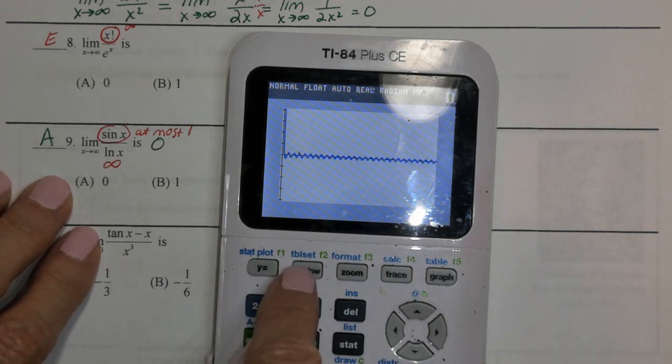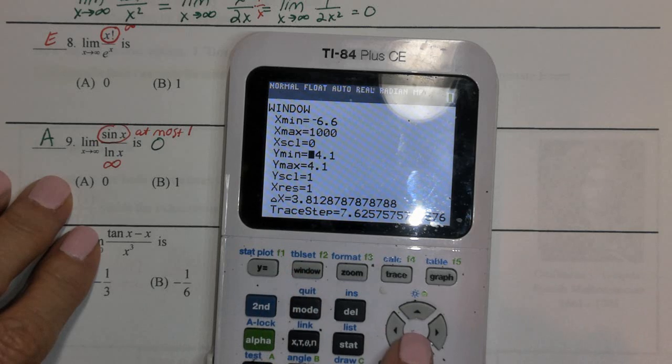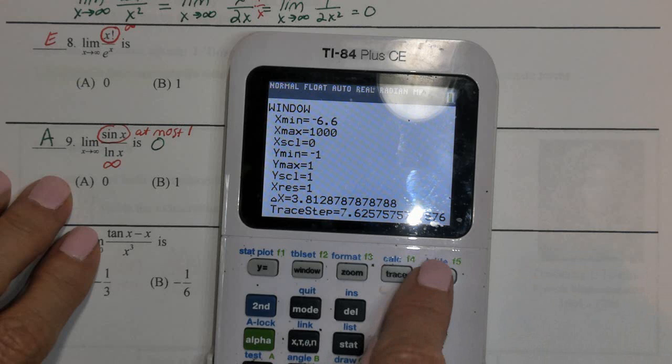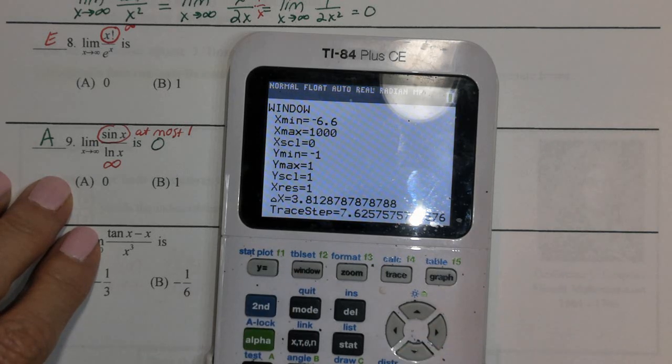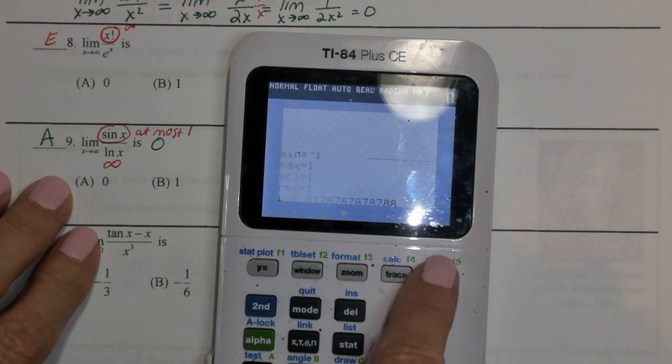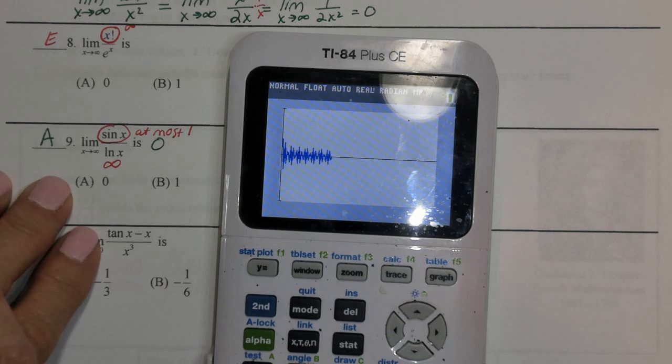Let's make x go to 1000. It is slowly, the little amplitudes are slowly getting smaller. Let me prove it to you. Let's make y go from -1 to 1. It's really hard to see, but they are getting smaller. Let's go to 2000. Maybe you can see that they're getting smaller. You'll have to trust me that they are getting smaller, because they don't really look like they're getting that much smaller.